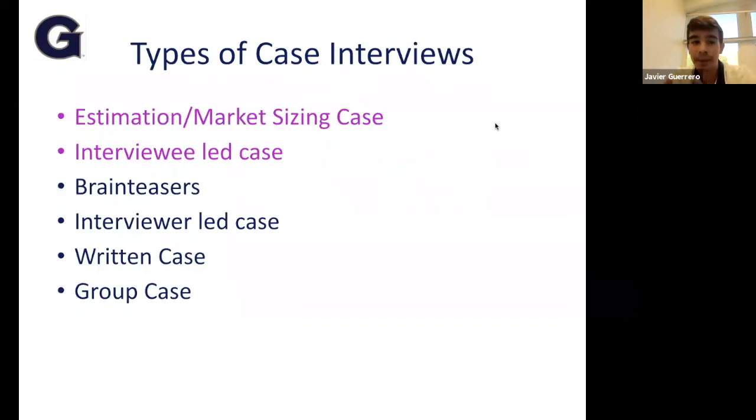So there's a few different types of case interviews, and we're going to focus on 2 today. First are estimation or market sizing cases, as well as interviewee-led cases. At different firms and in different industries, you might see other types of case interviews, like brain teasers, interviewer-led, as well as written case or group cases. But today in this workshop, we're going to be focusing on the 2 most common types of cases, which are your market sizing case or your interviewee-led case.